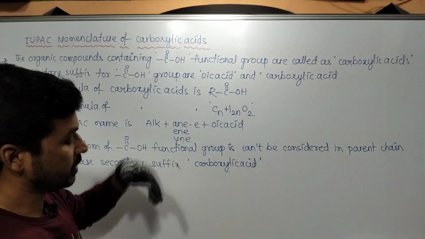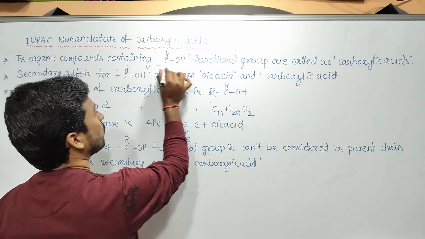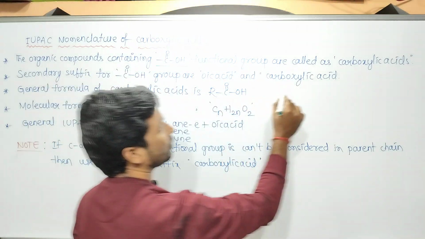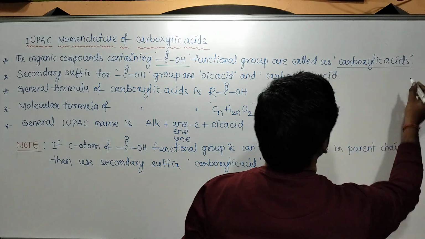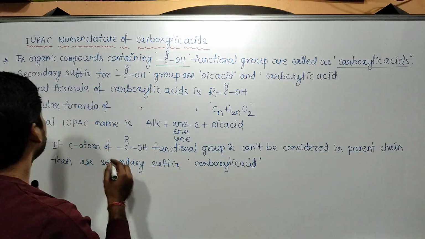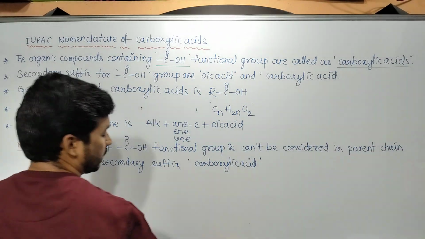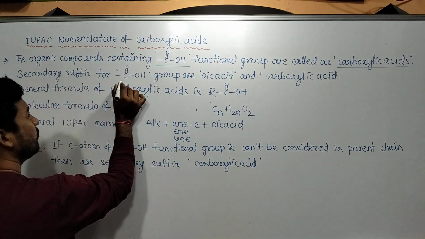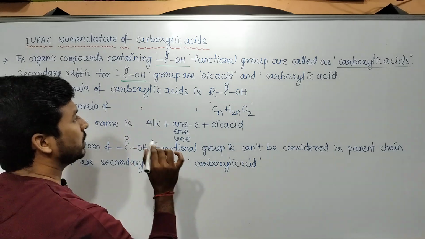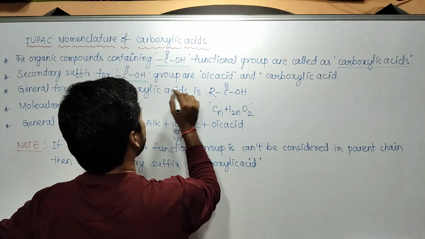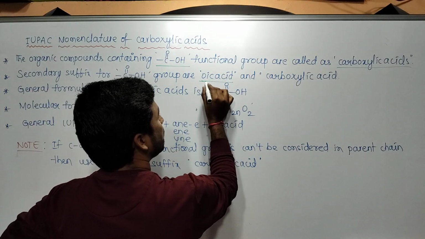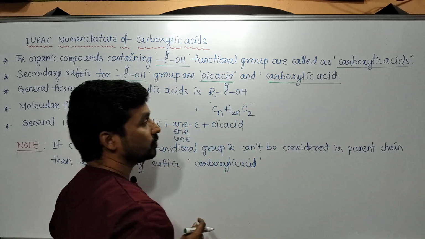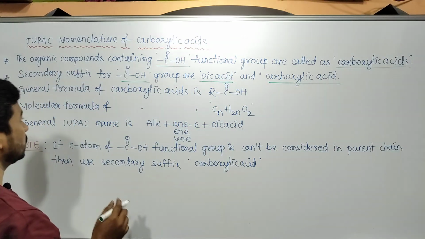Organic compounds that contain the COOH functional group are called carboxylic acids. When the COOH functional group is present, in the IUPAC name we write the secondary suffix either oic acid or carboxylic acid. Two secondary suffixes are possible.